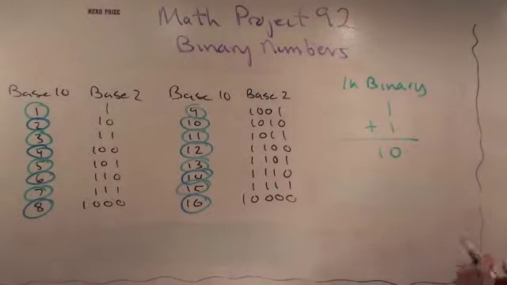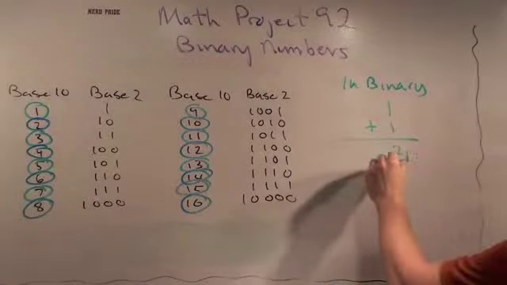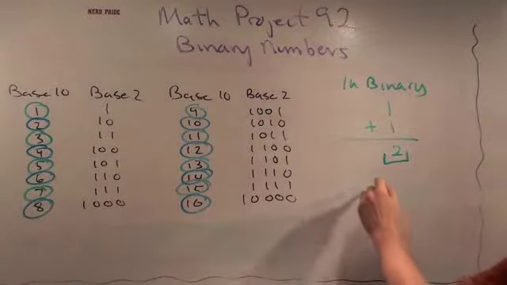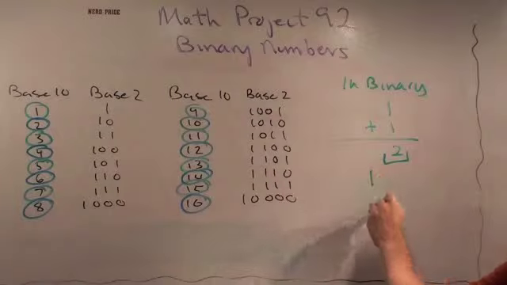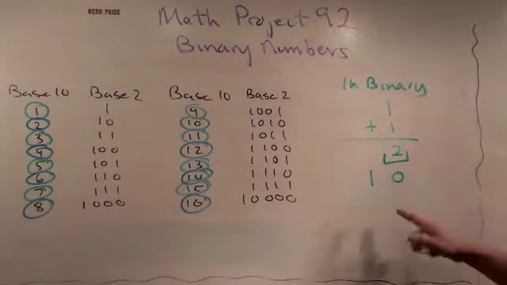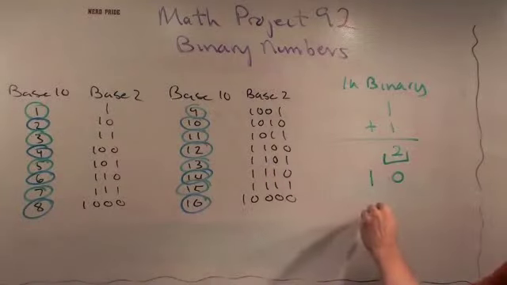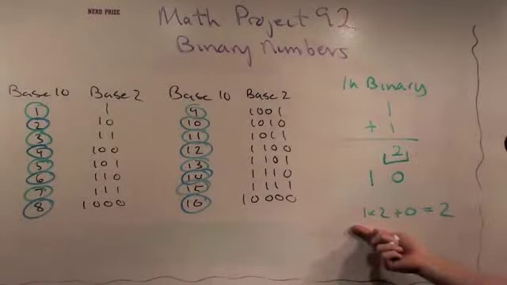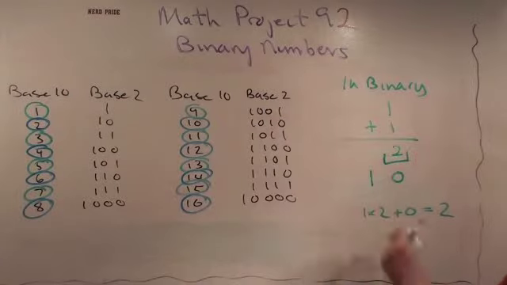So you'd like to say that 1 plus 1 is 2, but you can't have 2s. So the 2 in the 1's place changes into a 1 in the 2's place plus 0. So this is saying 1 times 2 plus 0 equals 2. Does that make sense? Okay.